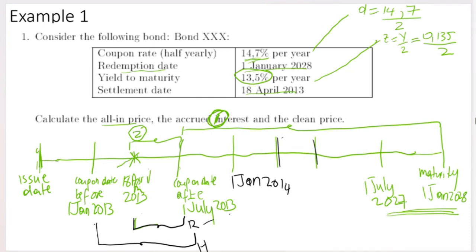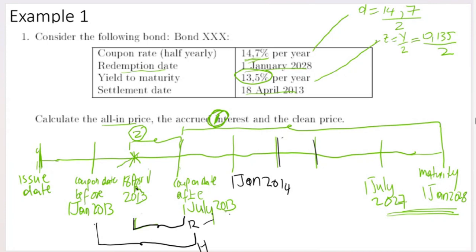How do I calculate my R? I know that my R is between 1st of July minus the other date, 18th of April. Look at this, I'm not worried about the years because this is within the same year. The years are the same, so they just cancel out. I only look for the number of days between 18th of April and 1st of July.